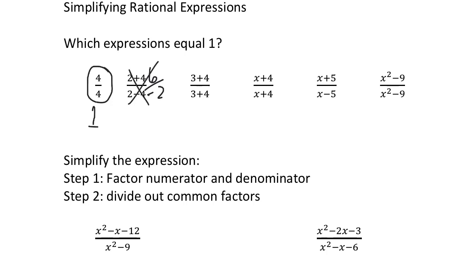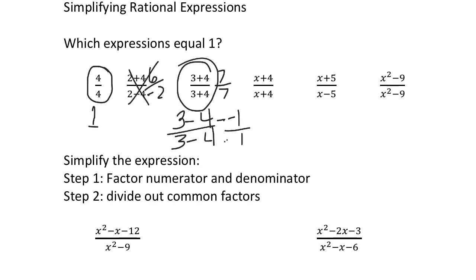When I have 3 plus 4 divided by 3 plus 4, that gives me 7 over 7. So yes, that equals 1. Because I have the same numbers and I'm adding the same sign. And would it be the same if I had 3 minus 4 over 3 minus 4? Yes, we get negative 1 over negative 1, which equals 1. So again, even if it was minus, it would be okay.